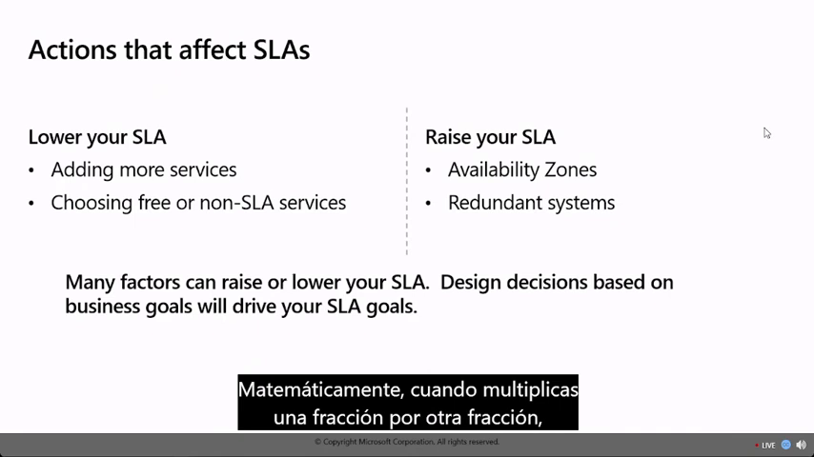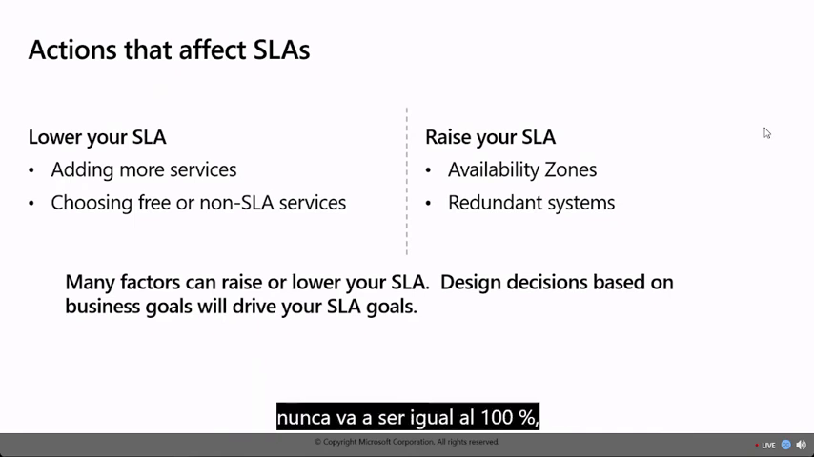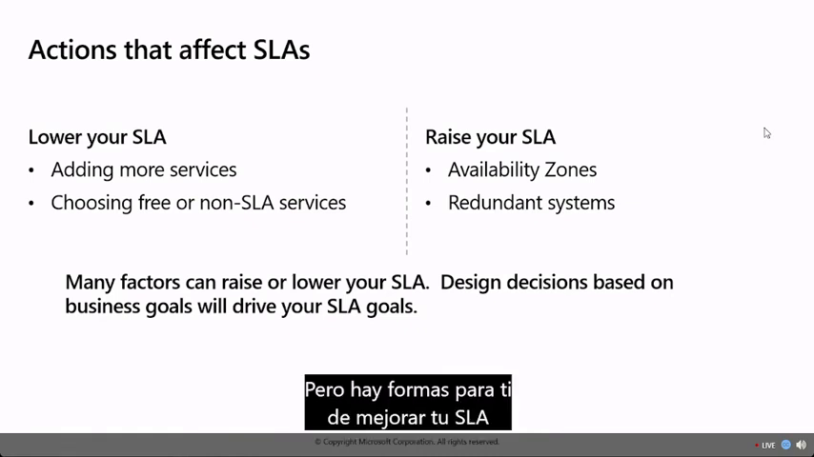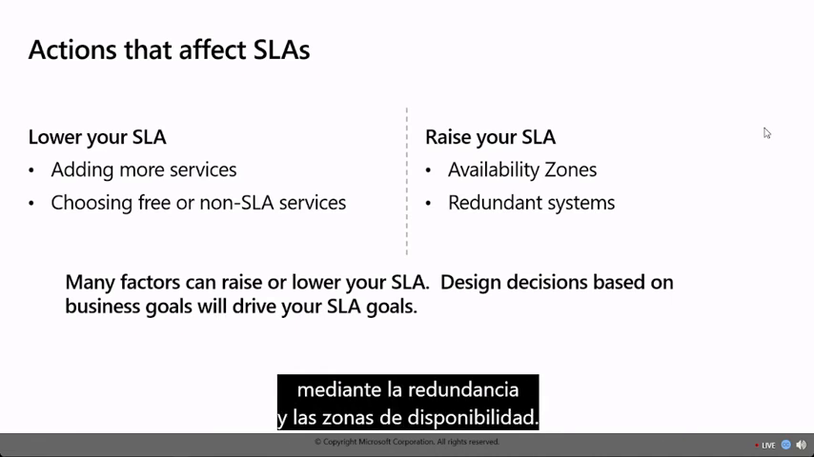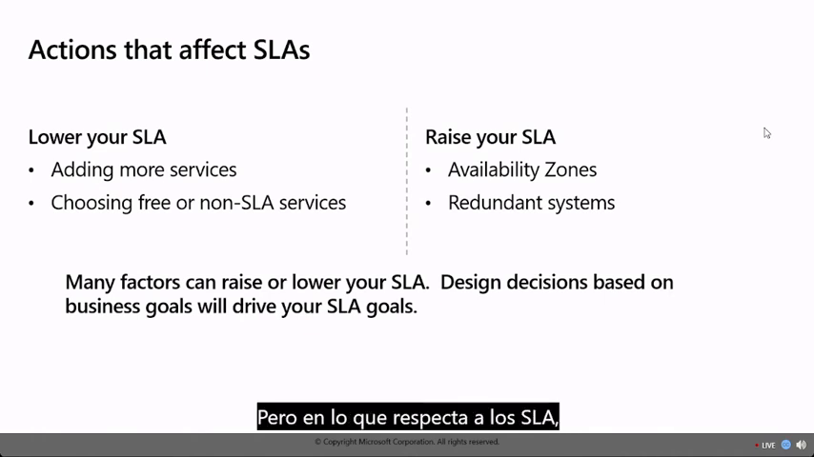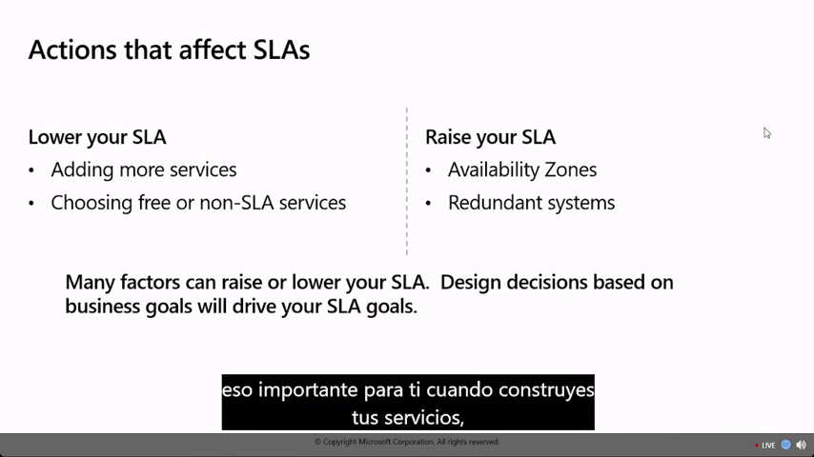Mathematically, when you multiply a fraction with another fraction, it is never going to equal 100%. It's just not possible. But there's ways for you to improve your SLA, again, through that redundancy and those availability zones. You shouldn't have to do any type of calculations on your exam, but just know that as far as your SLAs goes, that's important for you as you build out your services.